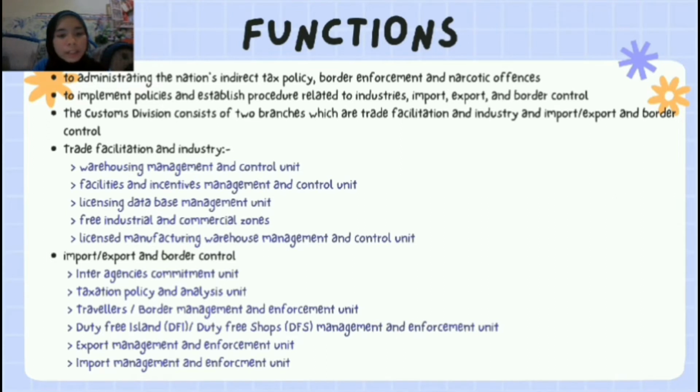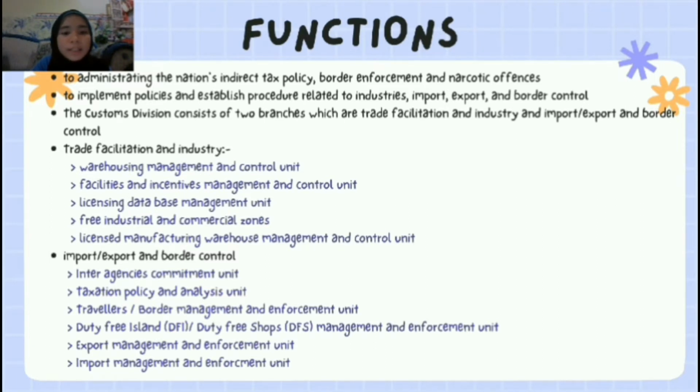First is trade facilitation and industry, which consists of five aspects. The first one is fair warehousing management and control, which is to formulate and enforce legislations, policies, and procedures in line with international best practices. Next, facilities and incentive management and control is responsible for evaluation of procedures, policies, and legislations related to duty or tax exemptions granted by the Minister of Finance.